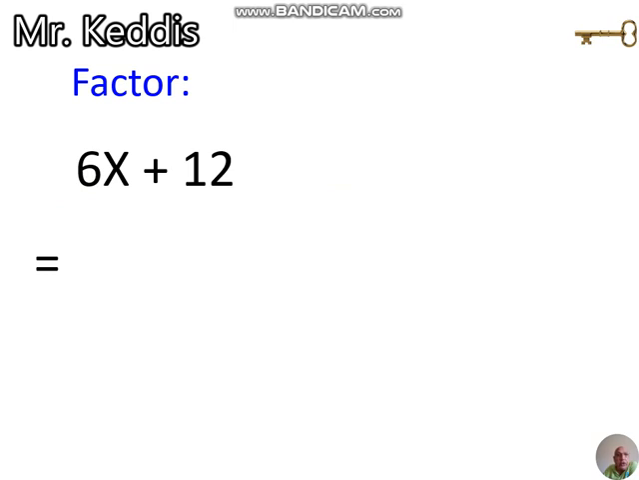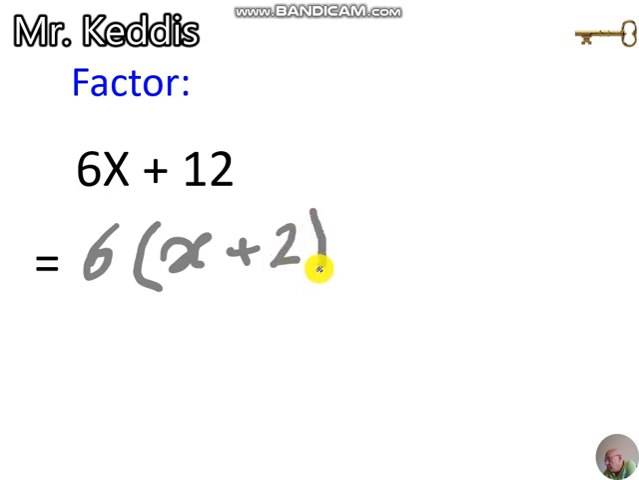When you factor 6x plus 12, the common factor is 6. Open bracket. 6 times x, I get 6x, and 6 times 2, I get 12.